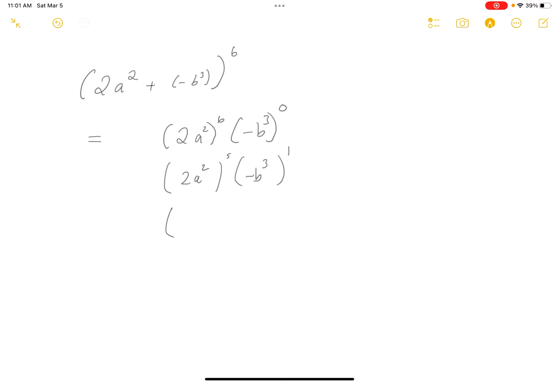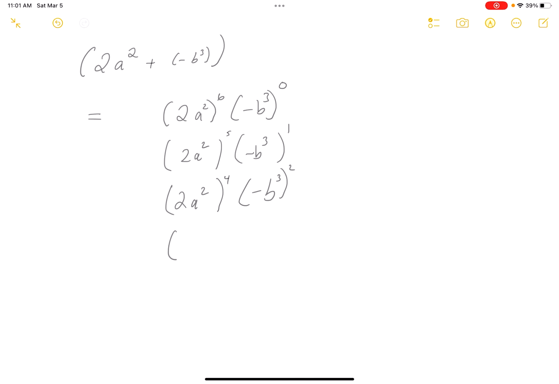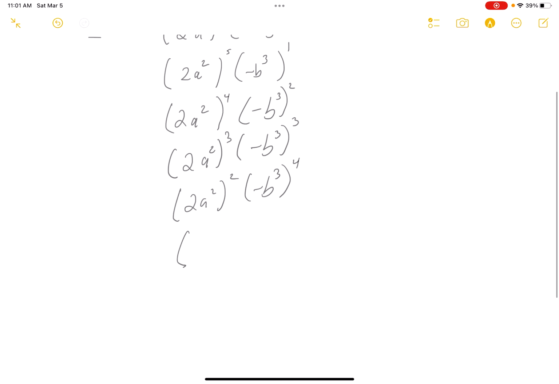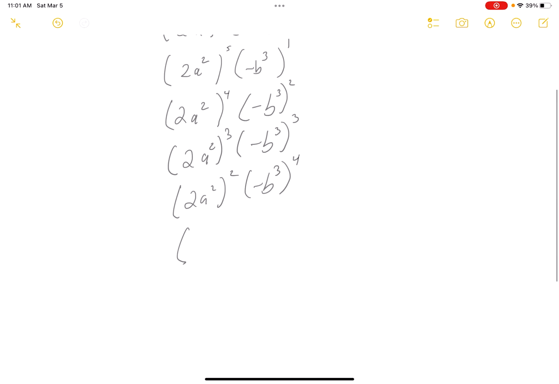And I'm just going to keep writing it down. And again, I'm not suggesting you need to write that down, but I'm just telling you what I'm seeing. 2a squared, 3, minus b cubed, cubed. Real simple pattern, by the way. 2a squared, squared, minus b cubed to the 4. And you should notice that some of those exponents is always going to be 6, right? So 2a squared to the 1st power minus b cubed to the 5th.